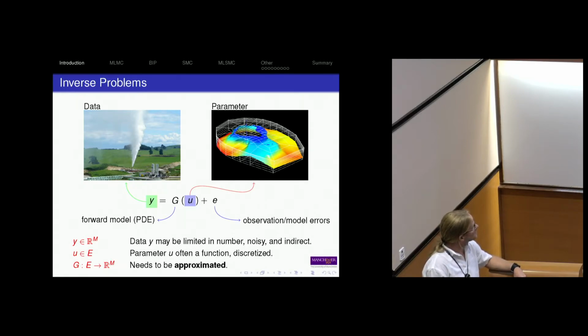So the data are limited, noisy, and indirect. The parameter could be a function, discretized. In this case, it is. In this talk, it's not going to be, but we have looked at that case. And so this function g now needs to be approximated. I've highlighted this because this is the issue that we're focusing on, and that one is focusing on typically when using these multi-level Monte Carlo methods.